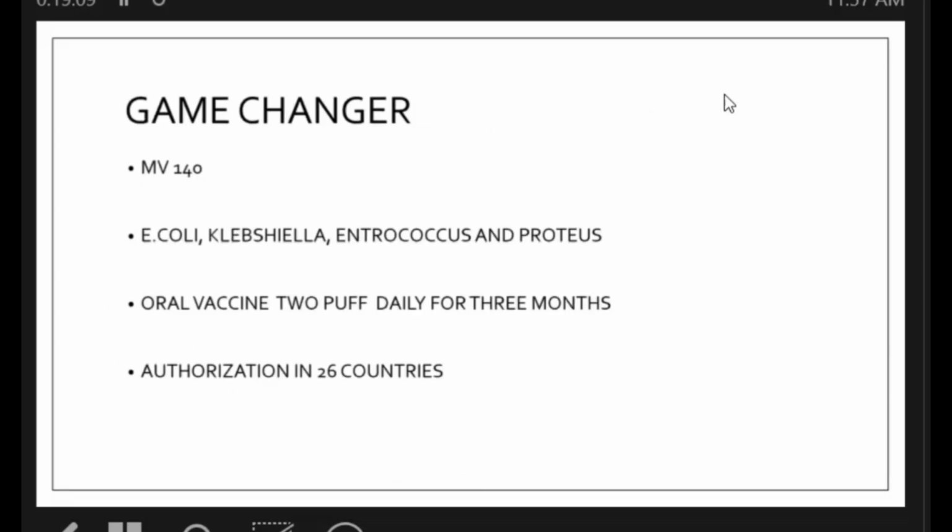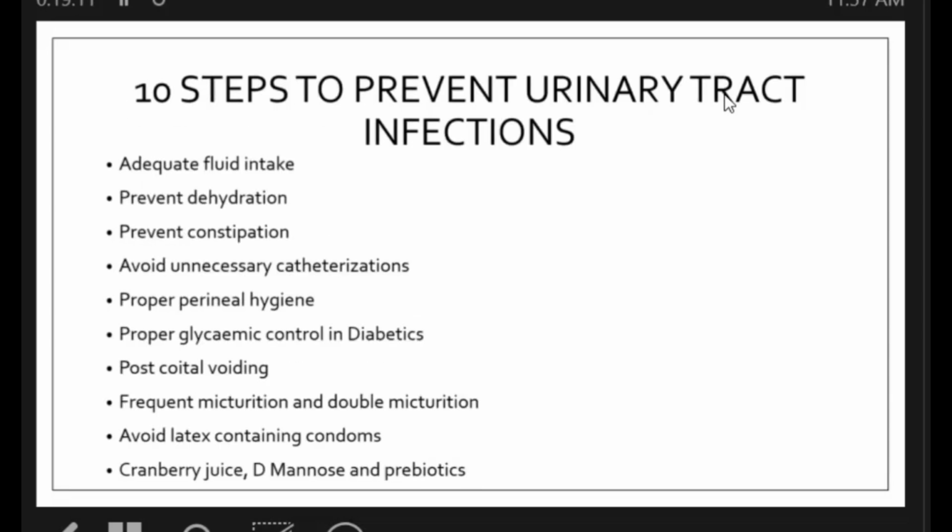So there are various options; even in the EAU guideline and the NICE guideline they recommend, maybe level 1 evidence, that by giving cranberry, D-mannose, and prebiotics, we can reduce the incidence of recurrent urinary tract infection.